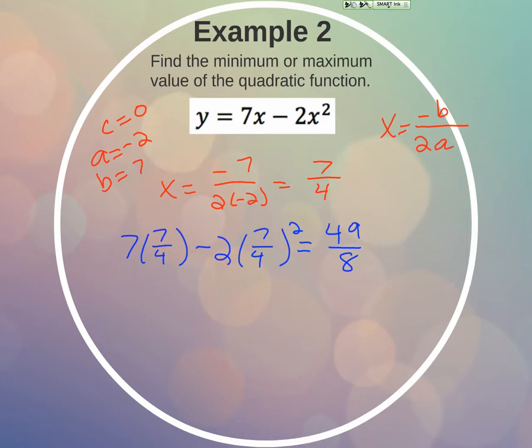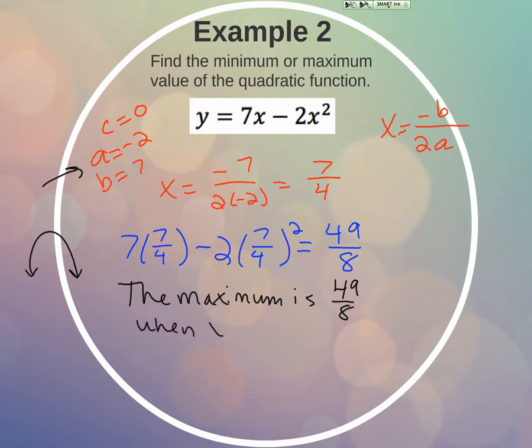Very good. When we look at that A value, since that A value is negative, that means that our parabola is pointed down. So the maximum is at 49/8 when x equals 7/4. So taking a couple seconds to think about it, is it a maximum or is it a minimum?